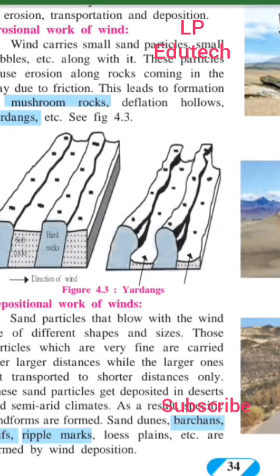Erosional work of wind. Wind carries small sand particles, small pebbles, etc. along with it. These particles cause erosion of rock coming in the way due to friction. This continuous effect of friction, as there is no obstacle, affects those particular objects, and the particles cause erosion. This leads to the formation of mushroom rocks, deflation hollows and yardang. Let us see.